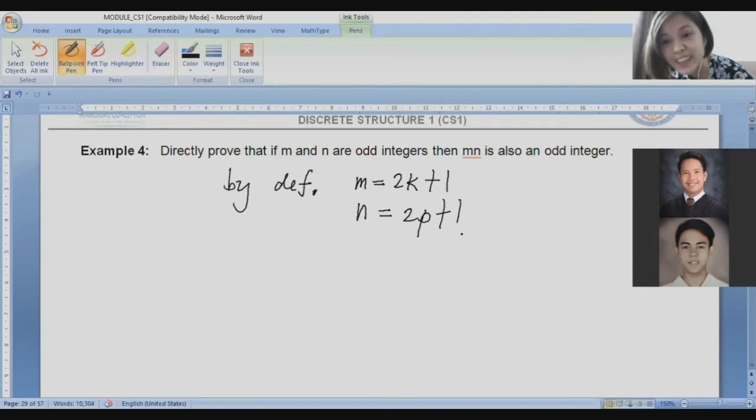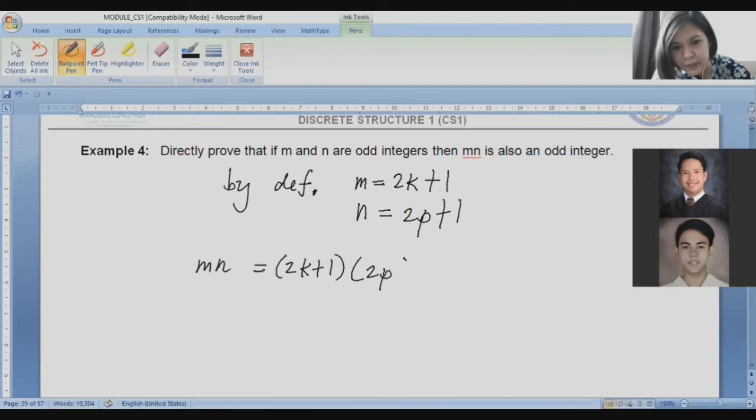So, yun yung format ng odd. Parang 2 times any number plus 1. Therefore, yun daw product nila, odd din. So, ang gawin natin, MN is equal to, ano ba yung M natin? Anong katumbas? 2K plus 1. Ano yung katumbas ng N? 2P plus 1. Then, multiply.